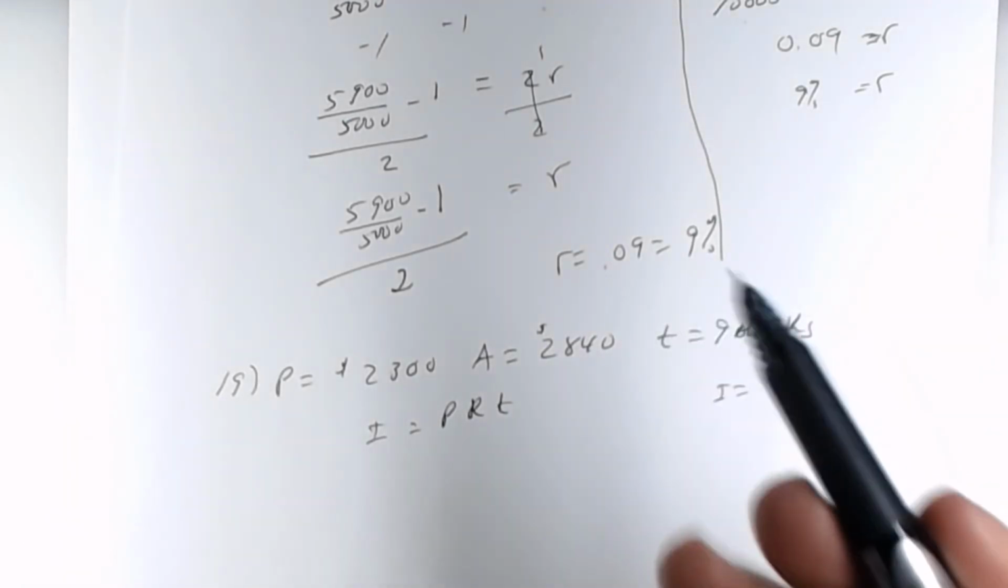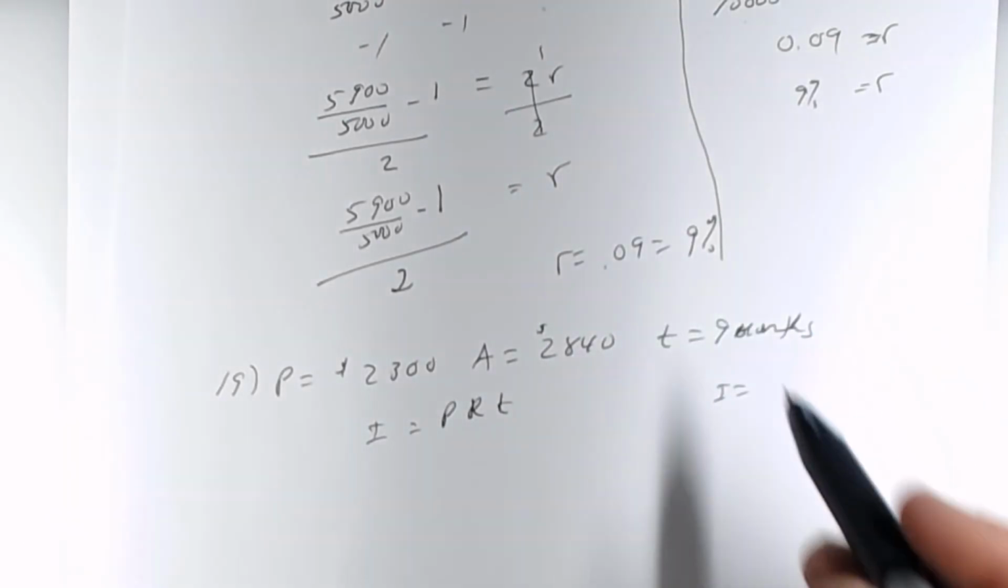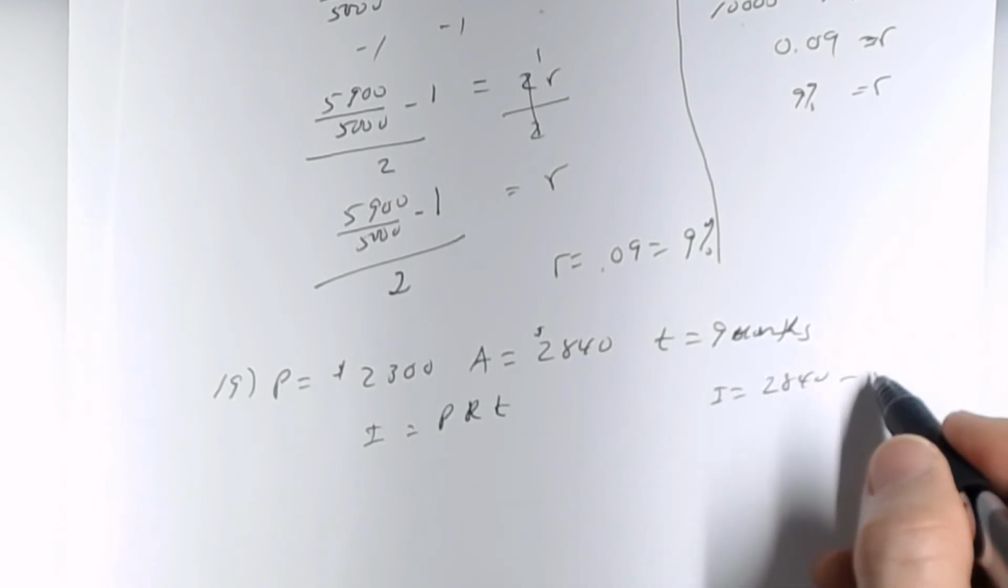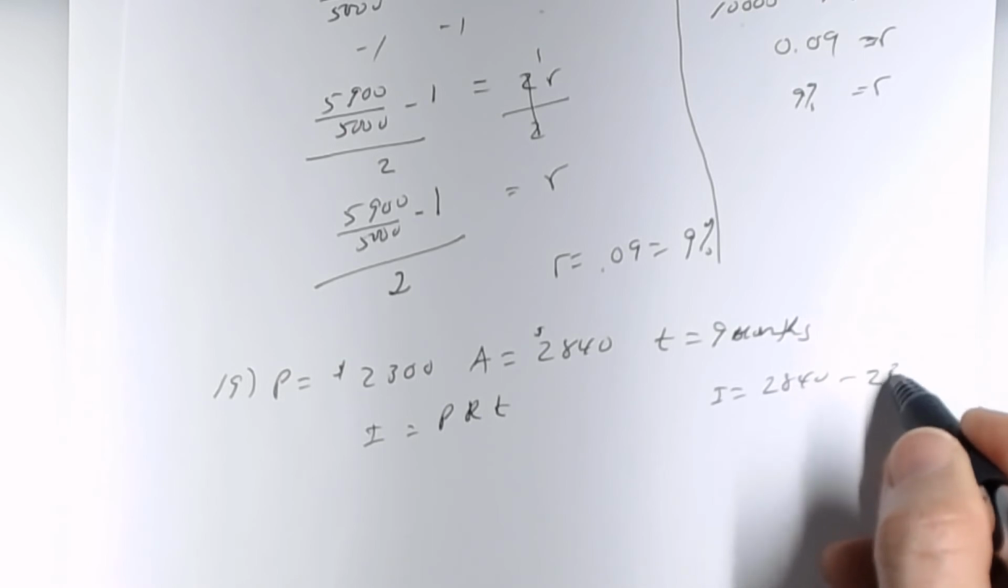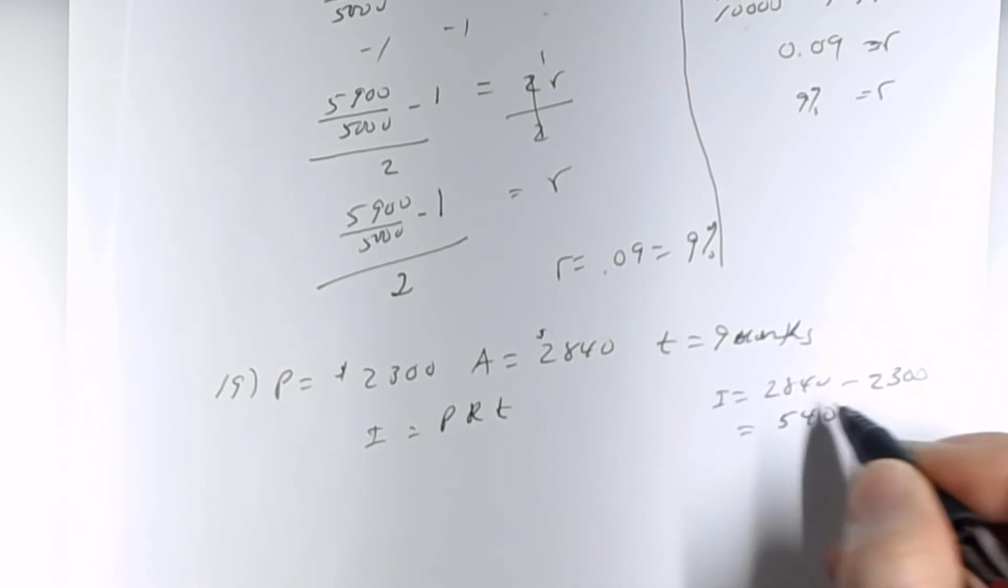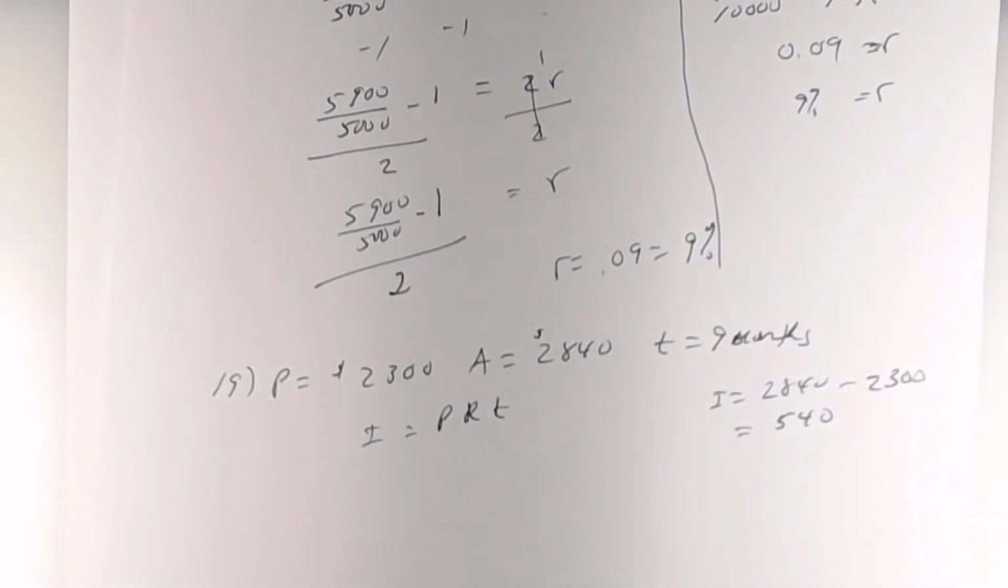See, the others are easy to figure out because of the numbers used. Here, the interest, you're going to say 2,840 subtract what? 2,300? What'd you get? 540? You all agree that the interest you have to pay back is $540? Yes or no? Okay.